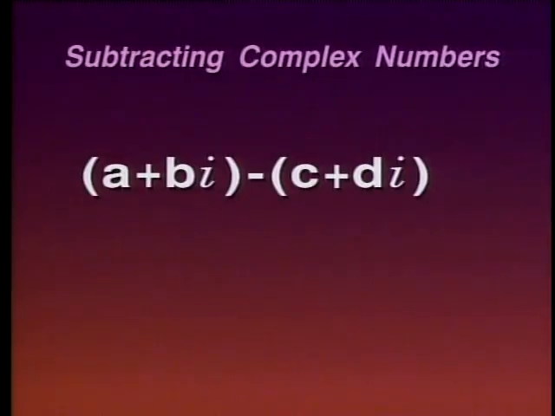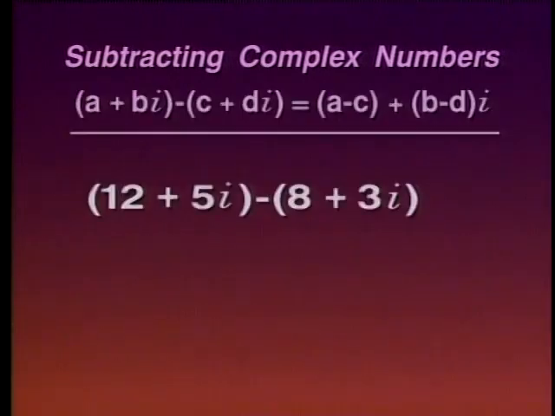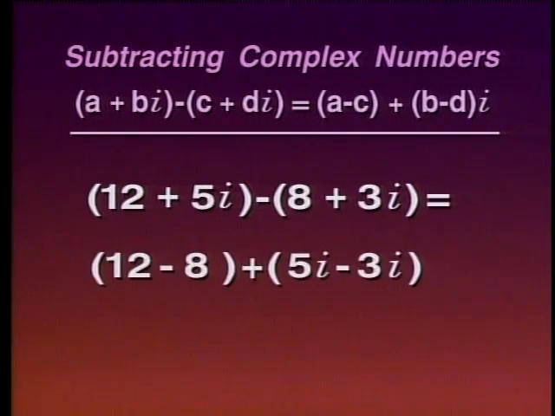Next, there's the expression defining subtraction with complex numbers. The complex number a plus bi minus the complex number c plus di equals the quantity a minus c plus the quantity b minus d times i. Let's insert some real number values for the variables a, b, c, and d. The complex number 12 plus 5i minus the complex number 8 plus 3i equals 12 minus 8 plus 5i minus 3i, which equals 4 plus 2i.